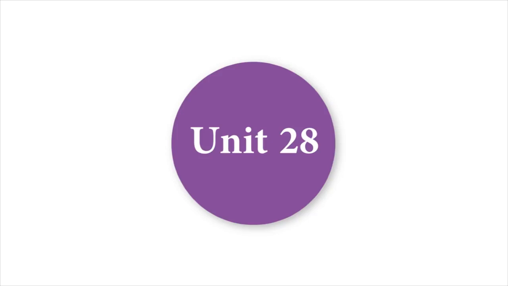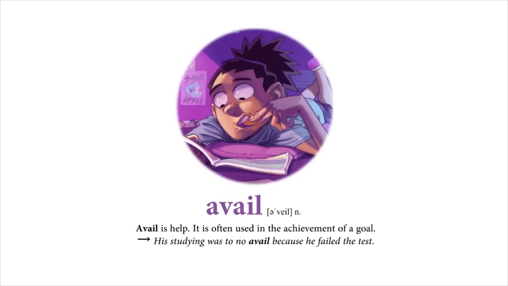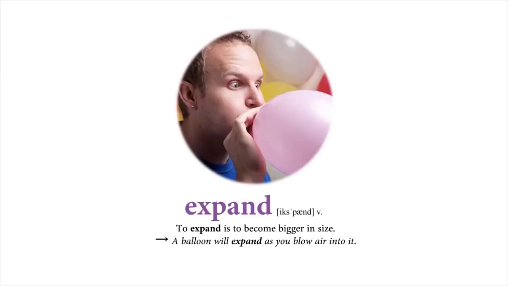Unit 28. Word list. Avail. Avail is help. It is often used in the achievement of a goal. His studying was to no avail because he failed the test. Expand. To expand is to become bigger in size. A balloon will expand as you blow air into it.